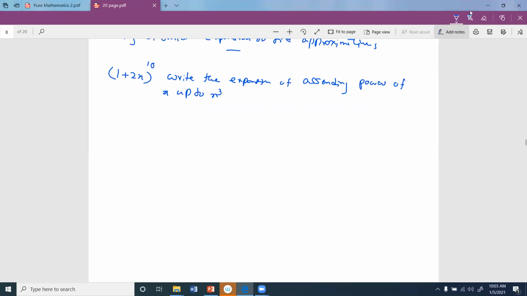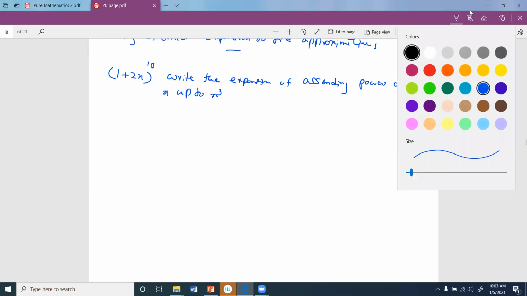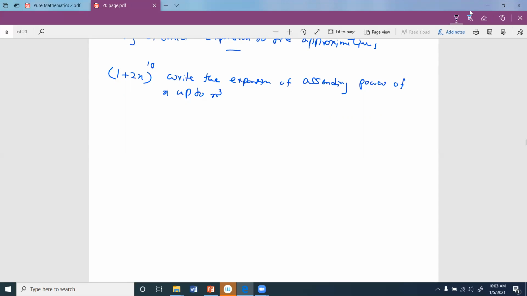What you need to do here is initially do this expansion, up to x to the power 3. That means you write x to the power 0, x to the power 1, x to the power 2, and x to the power 3. You write 4 terms: 10c0, 10c1, 10c2, and 10c3. Then 1 to the power 10, 1 to the power 9, 1 to the power 8, 1 to the power 7. Then (2x) to the power 0, 1, 2 and 3, ascending power of x.